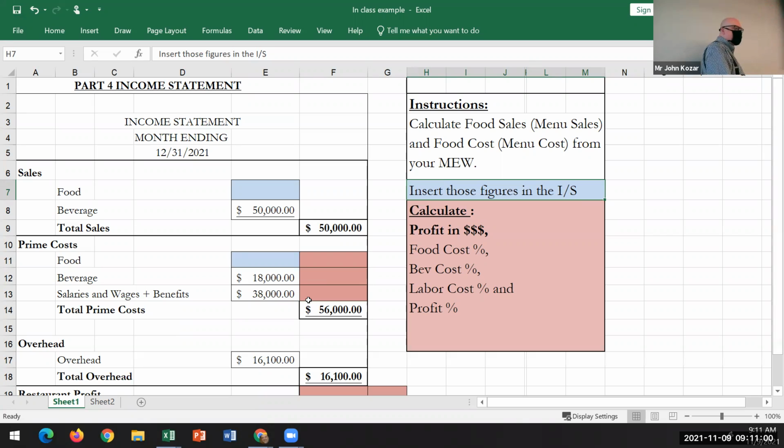And for the income statement, these two areas highlighted in blue, the food sales and the food costs, that's what you're going to get from the totals of boxes J and I on your menu engineering worksheet. So you'll go through all four courses, add up those totals, and then put them into here.